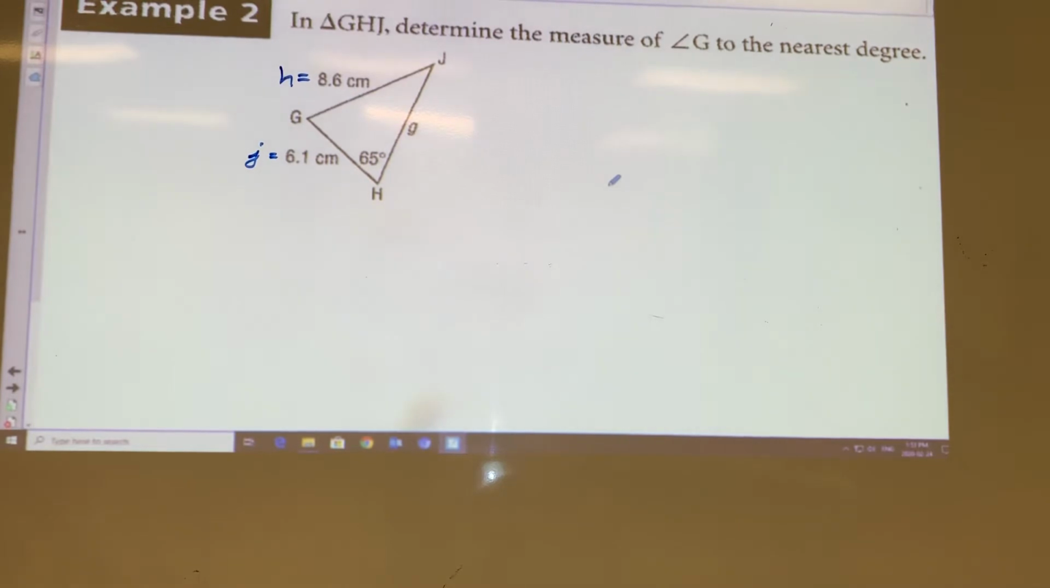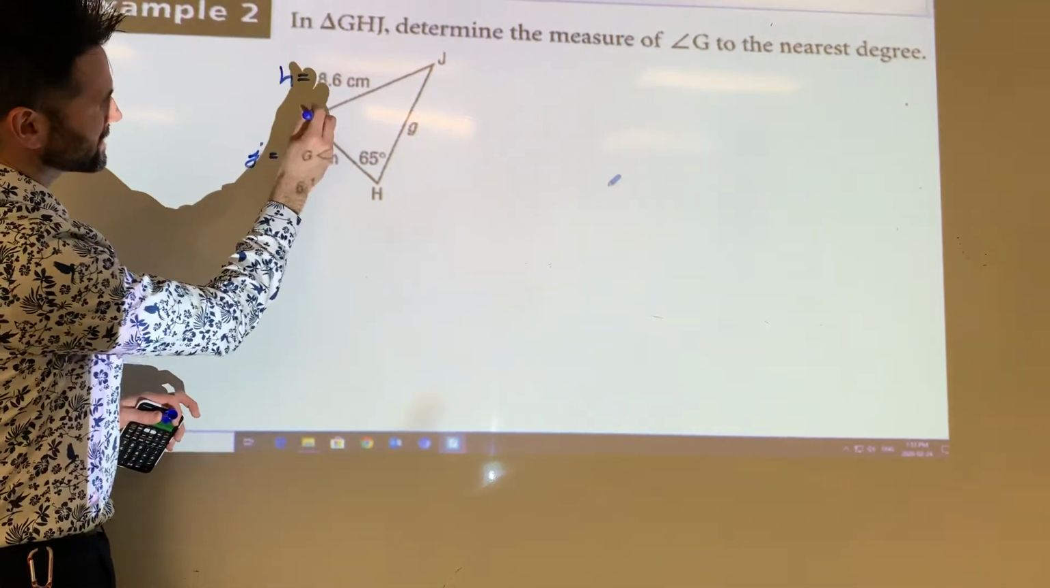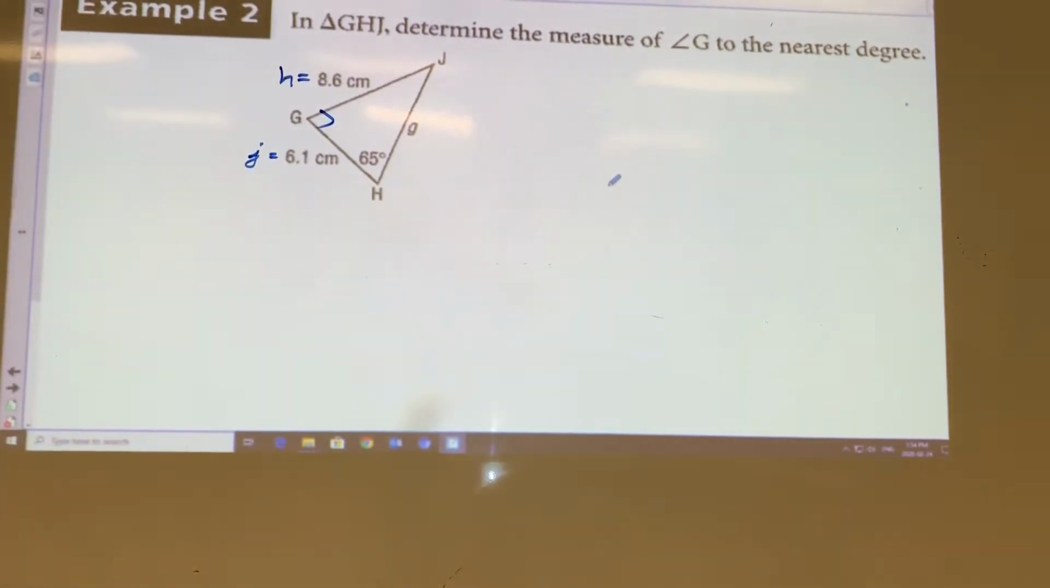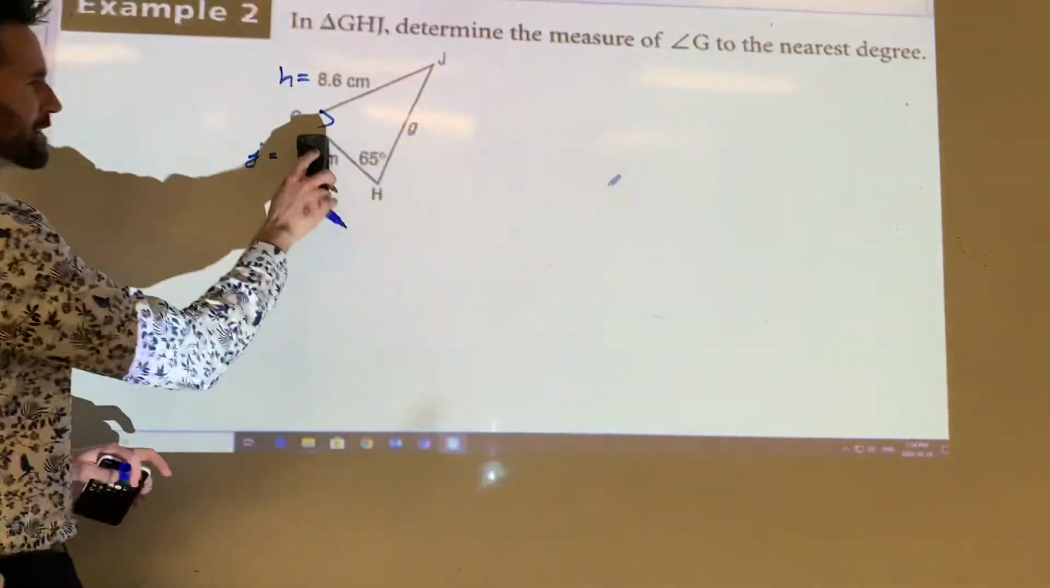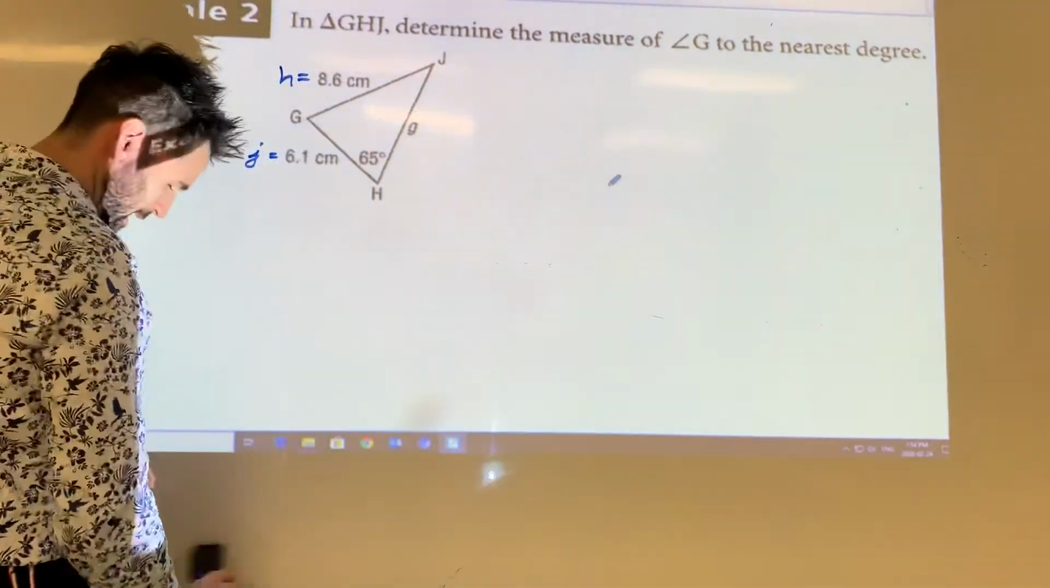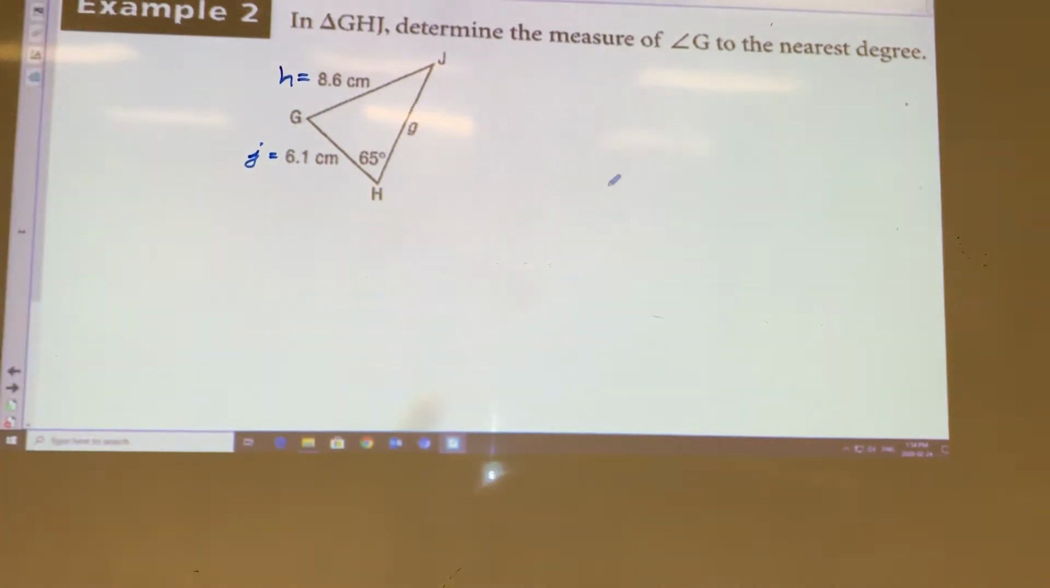By the way, nothing is drawn accurately. I'll see it all the time, people look at this and they're like, it's a 90-degree triangle. Is it? Can we do that? No, nothing is drawn to scale. So if it looks like 90 degrees, but it's not indicated that it's 90, or the information given doesn't say it's 90, you can never assume it is.